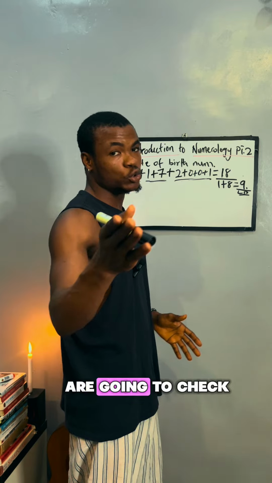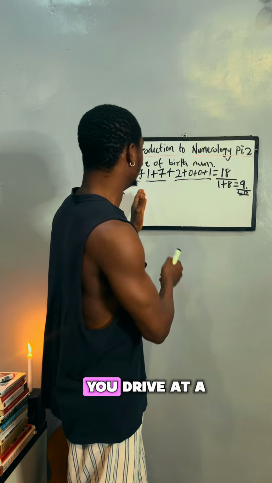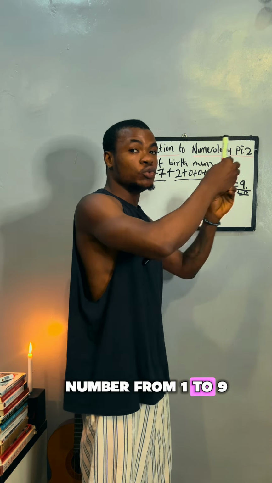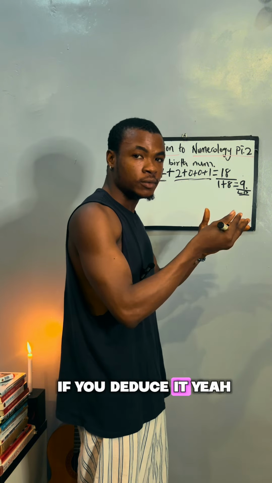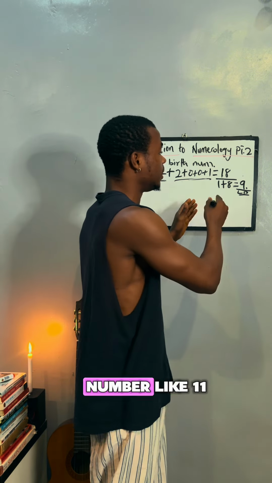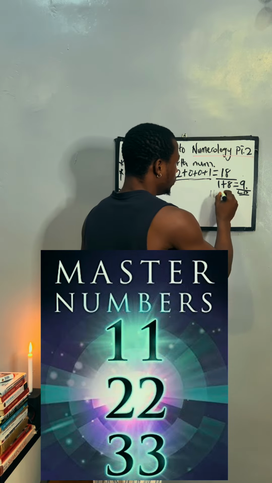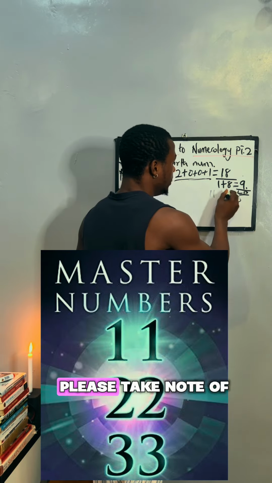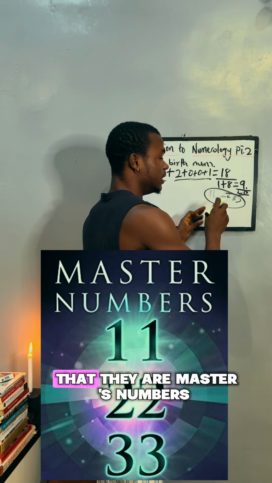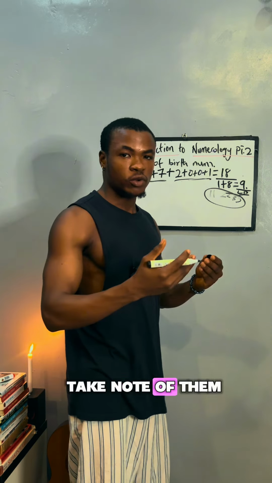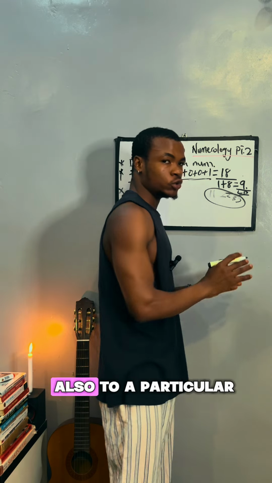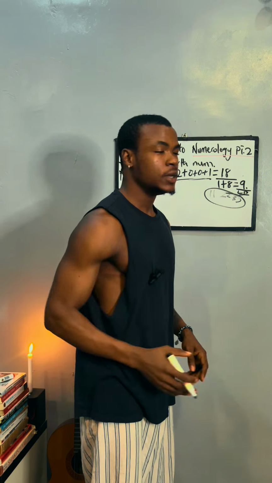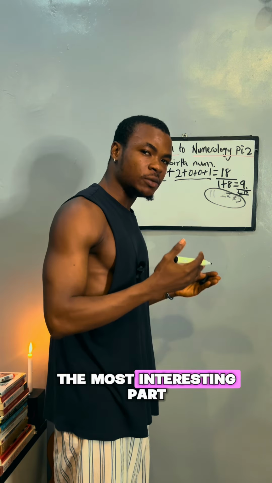And if you are going to check your own calculations, you either arrive at a number from 1 to 9 once you reduce it. Those of you that arrive at a number like 11, 22, and 33, please take note of that. They are master numbers. Take note of them, but that doesn't mean that you shouldn't reduce them also to a particular single number. Now, let's move to the most interesting part of this.